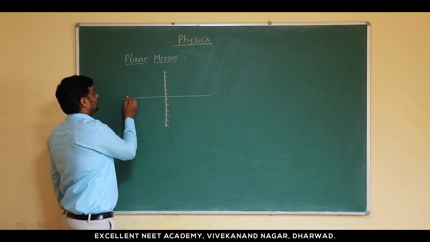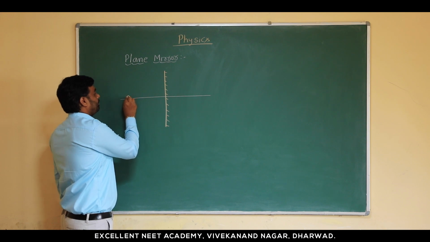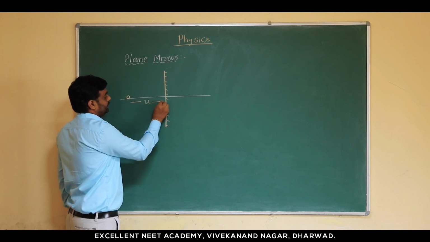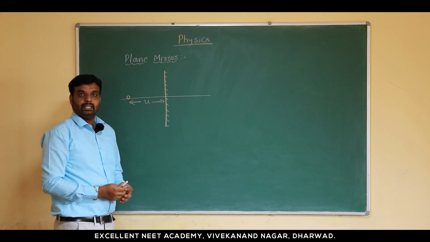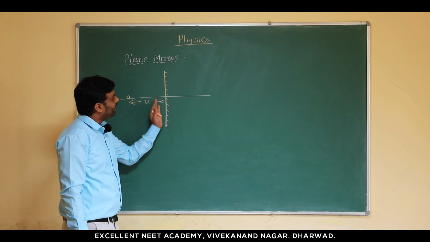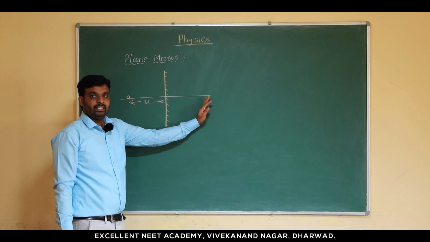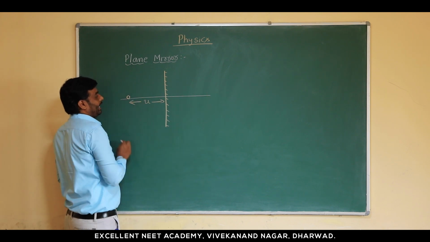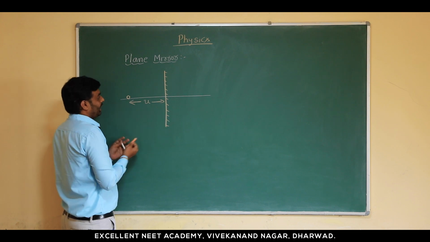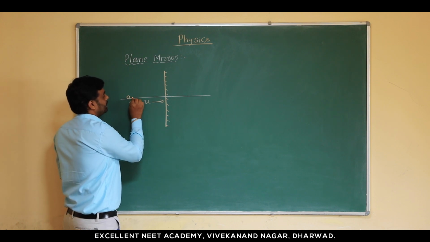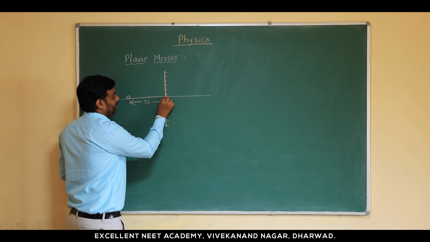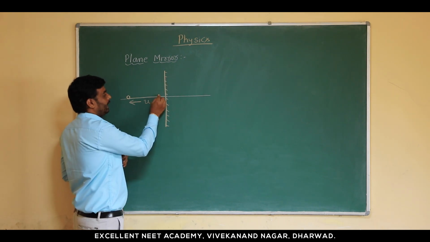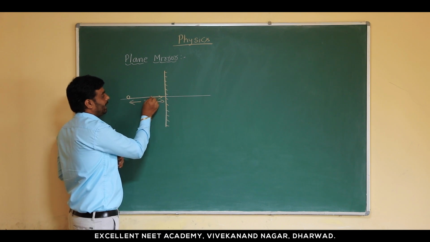Suppose an object is placed here. This is the object, and this is the object distance. The image will be formed beyond the mirror. How will it form beyond the mirror? Suppose you take a ray diagram. One light ray passes along the principal axis. It is a normal incidence, therefore it is reflected back along the same path.